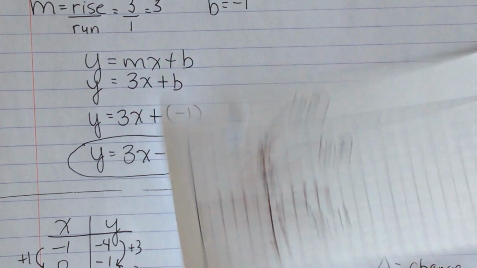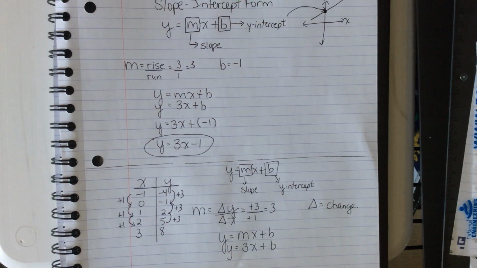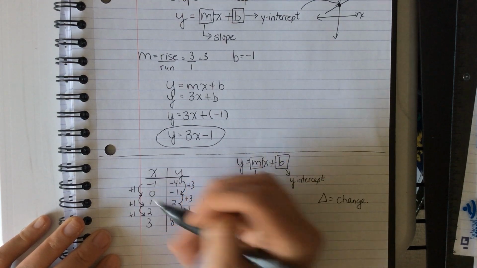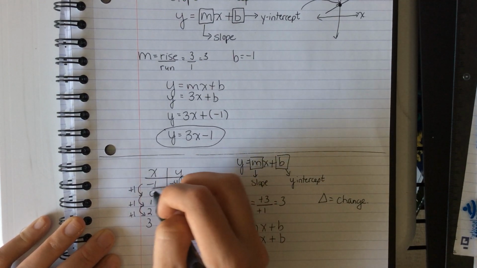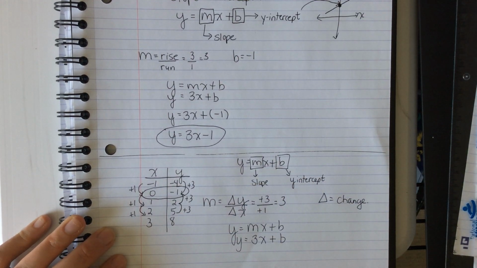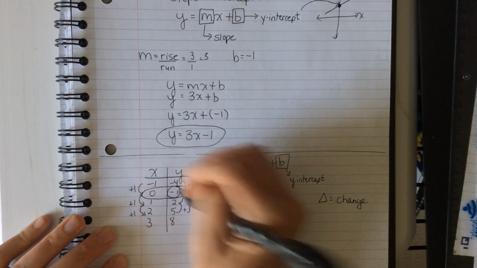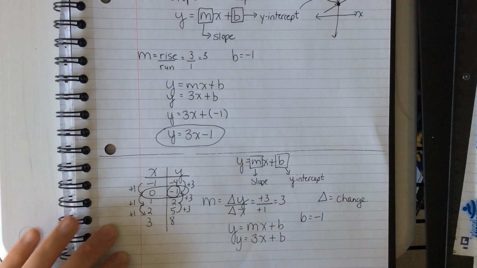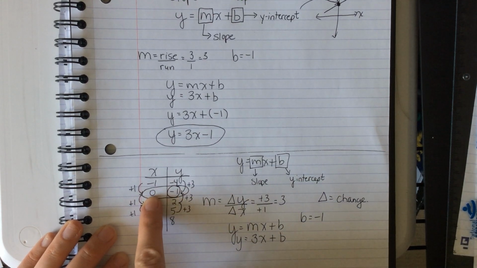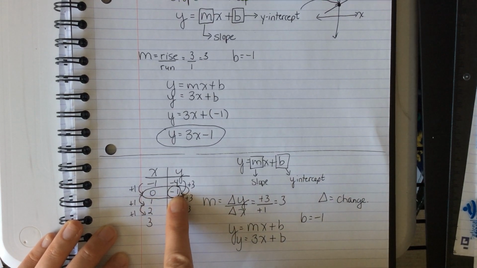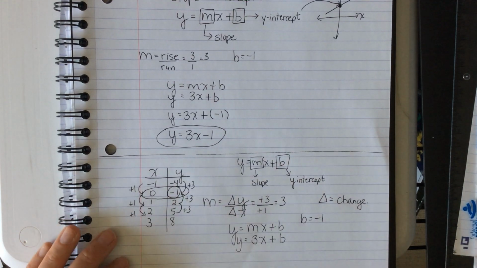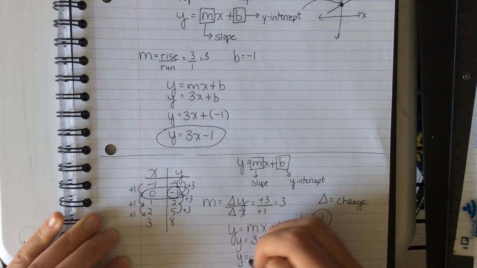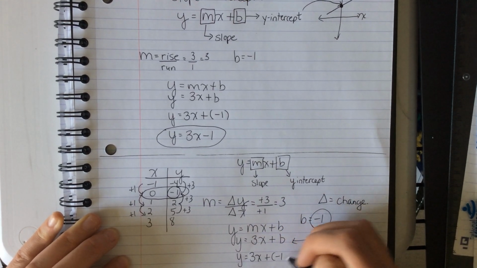Okay, so now it should be easy, looking at a table of values, to find out where the y-intercept is. We just need to look for the place on the table where x is 0. And where x is 0, that's right here. So when x is 0, y is -1. So that is our y-intercept. b equals -1. We can tell that just by looking at our table of values. Find the place where x is 0, and that will give you your y-intercept. So now we can take that value, -1, and we can put it into our equation. y equals 3x plus -1.